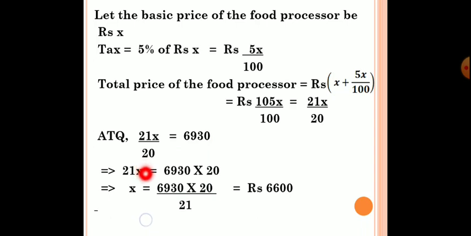So 21x is equal to 6930 into 20. That is, we will bring this 20 to the other side, so it will get multiplied. Therefore, x equals 6930 into 20 divided by 21, that is equal to rupees 6,600.